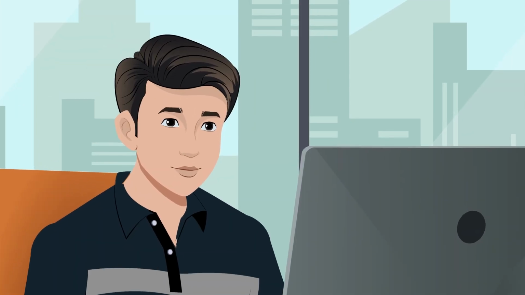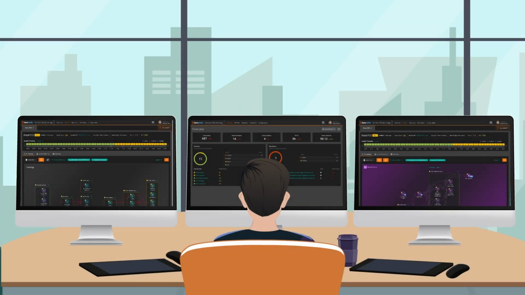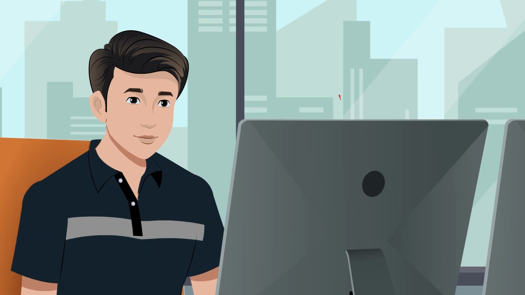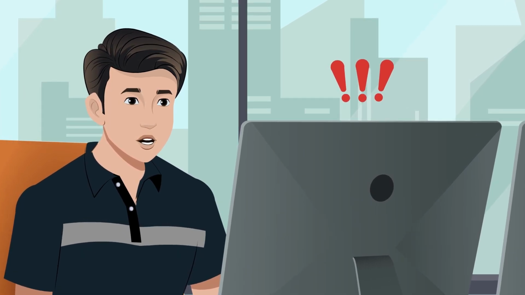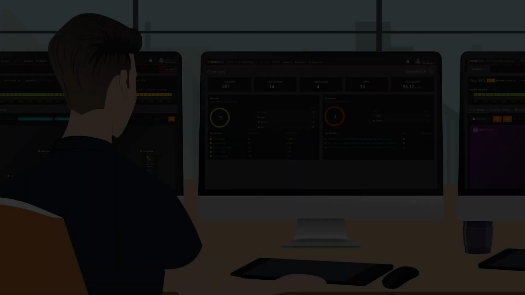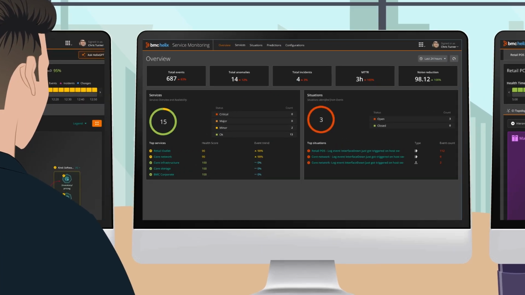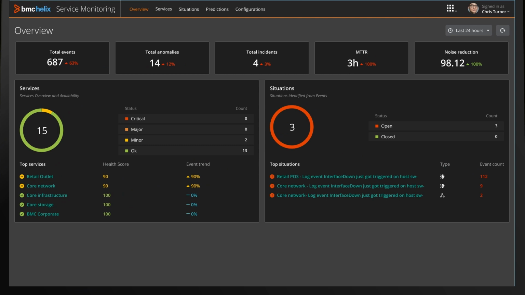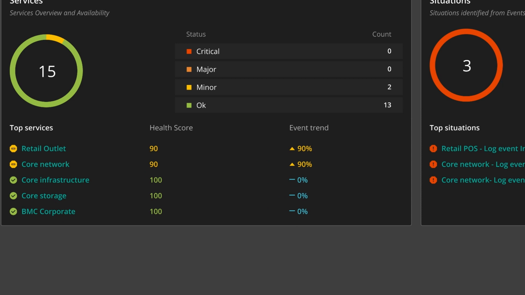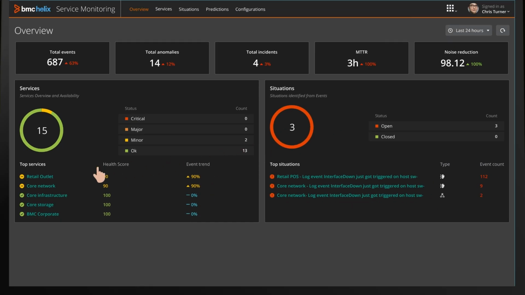Meet Chris. He works in the NOC, supports the supermarket, and ensures a seamless shopping experience for customers. While monitoring, he starts receiving alerts about system slowness, which is impacting customer billing time. Chris immediately springs into action and starts on the BMC HelixGPT console to investigate the problem. The retail outlet service is experiencing issues, and he wants to investigate.